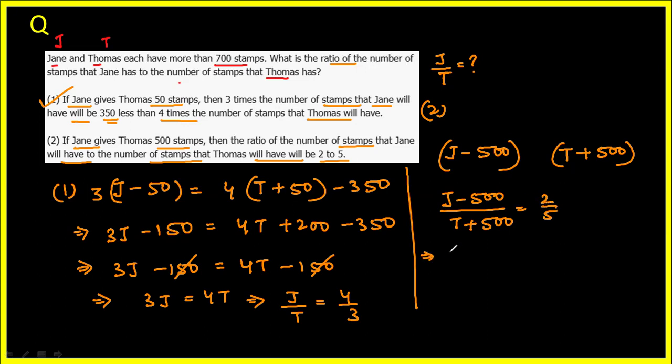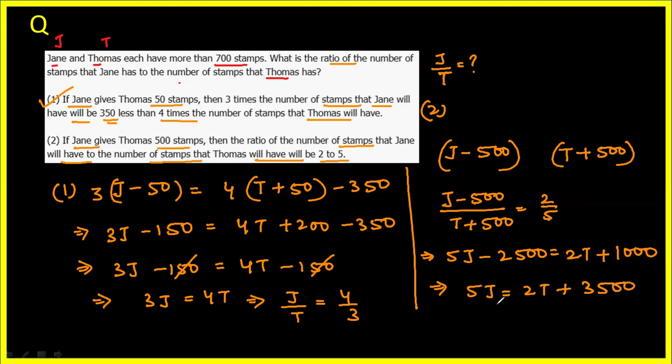Cross multiplying, 5J minus 5 times 500, that is 2500, is equal to T times 2, that is 2T, plus 500 times 2, that is 1000. Simplifying further, 5J is equal to 2T plus 2500 plus 1000, that is 3500. Now we are not able to find the ratio J ratio T, which was required in the question. That cannot be found from the second statement. The second statement is not sufficient. A is the correct answer here.